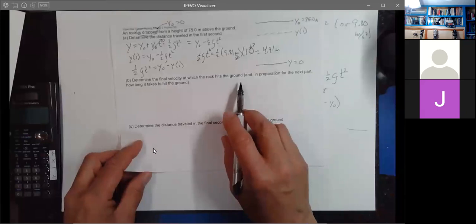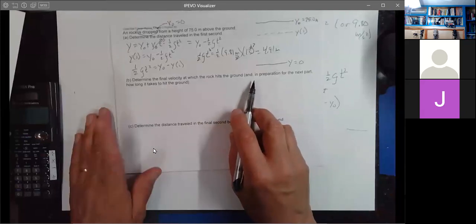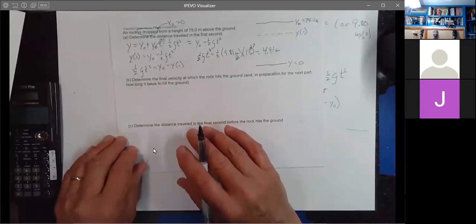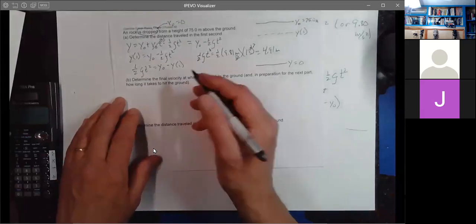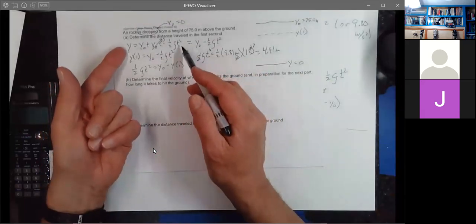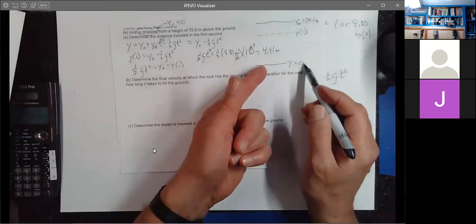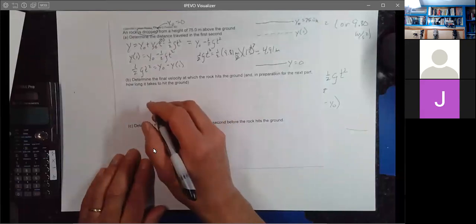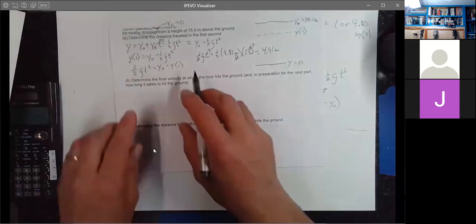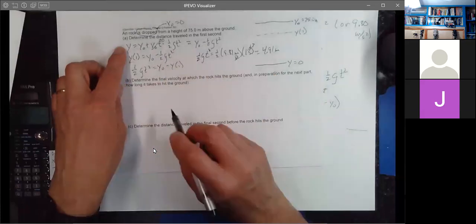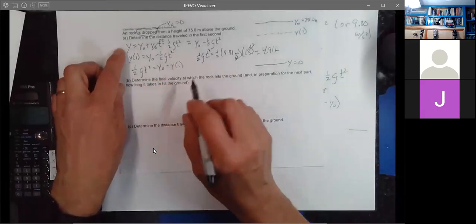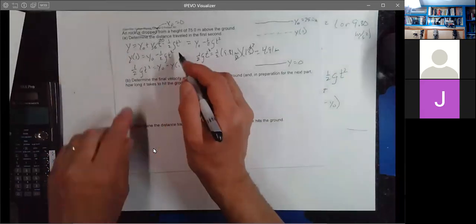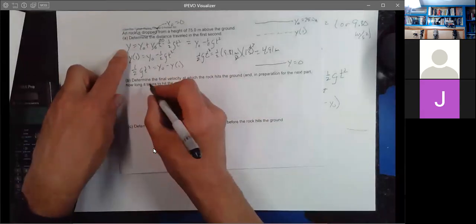Determine the final velocity at which the rock hits the ground. And in preparation for the next part, how long it takes to hit the ground. Well, when it hits the ground, we can stick with the up is positive equation if we want to. We'll figure out how long it takes to hit the ground first, and then take that time and plug it into the velocity equation. So here's what happens. When it hits the ground, y is going to equal 0.